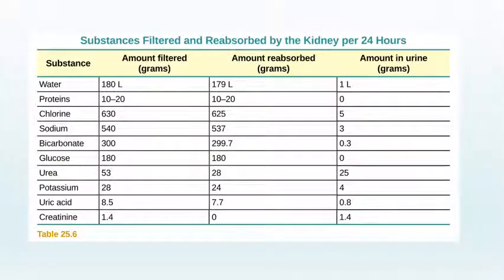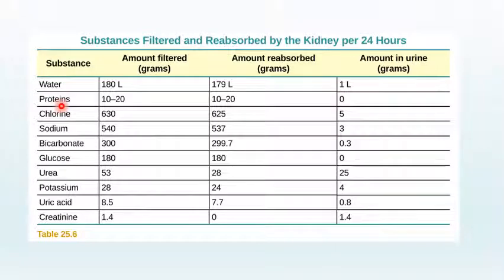So here is the table that I referenced 2 slides ago, looking at substances. What we have is each of the substances of interest. We have the amount that is filtered, so this is what ends up in our filtrate at the glomerulus or the glomerular capsule. We have the volume that is reabsorbed, so sent from that filtrate back into the blood, and then we have what actually ends up in the urine. So we know with water, we start with 180 liters being filtered. Most of that, so 179 liters, is reabsorbed, and then 1 liter is excreted in urine.